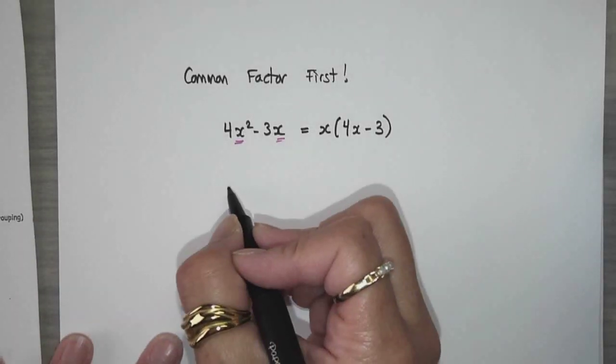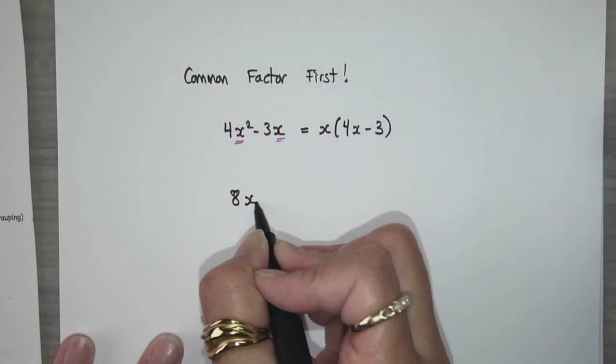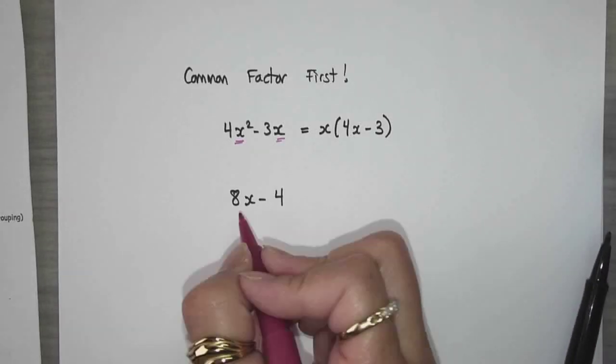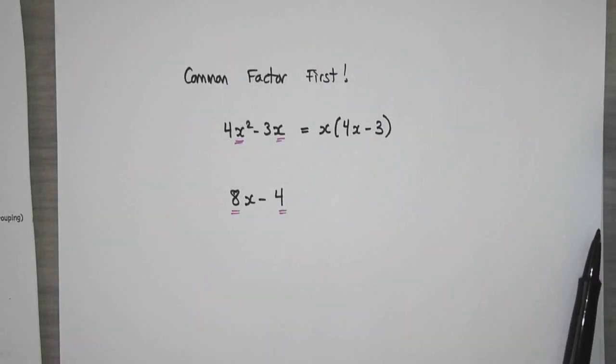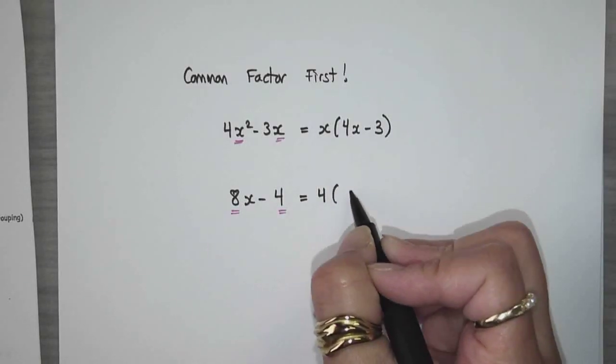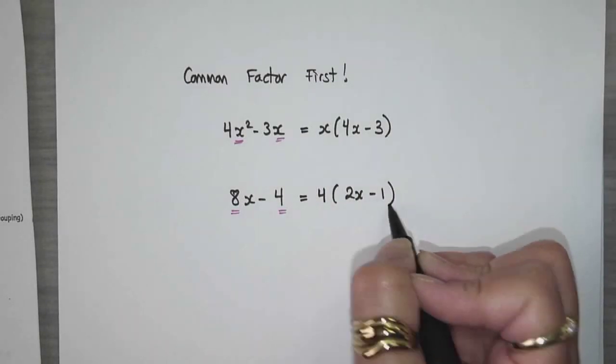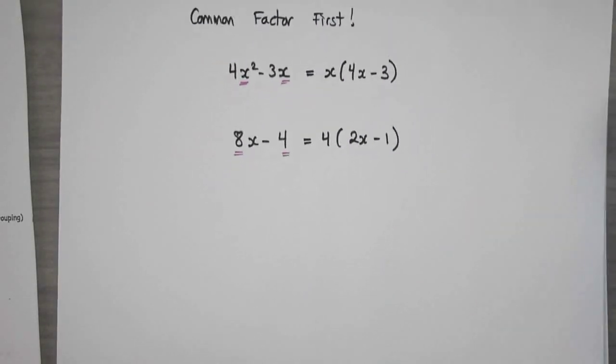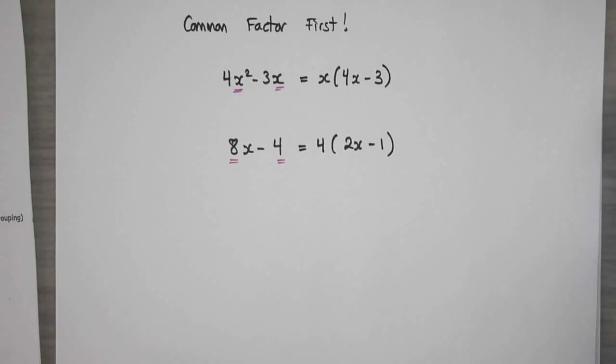The common factor can be a number. So say like this. So it can be a common factor of a number. So you go 8 and 4 has a common factor of 4, and I'd have 2x minus 1 left over. So you're taking out, right? So dividing them both by the 4. It could be a number and a letter.